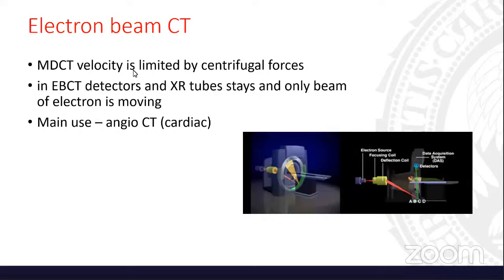So electron beam CTs are really expensive because the most expensive part of a CT is the detectors and the X-ray tubes. If you have them all around the gantry, you can imagine how expensive that can be. And actually, X-ray tubes are the things that get spoiled most, so they are usually under repair a lot of the time. So, electron beam CT.